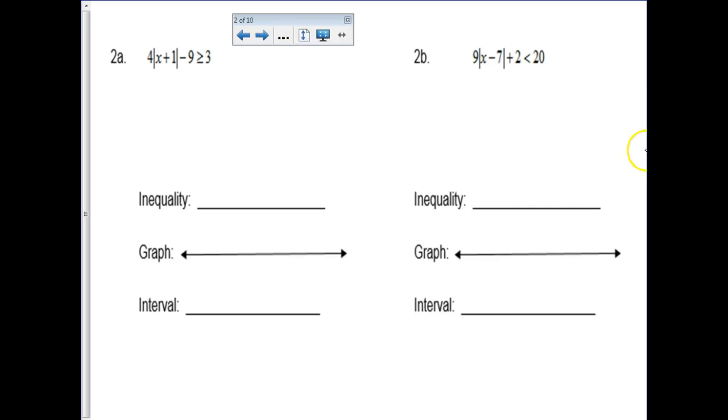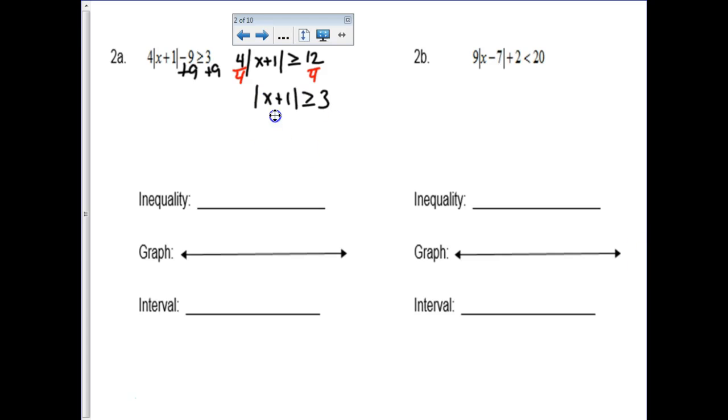Alright, again, we're not isolated yet. So I'm going to start by adding a 9, and then eventually dividing by 4 as well. So 4 times the absolute value of x plus 1 is greater than or equal to 12. Still not isolated. Divide everything by 4. Now this time I don't flip the sign when I'm setting this up because it's not negative. I'm very sorry if that was loud. So our new problem is the absolute value of x plus 1 is greater than or equal to 3.